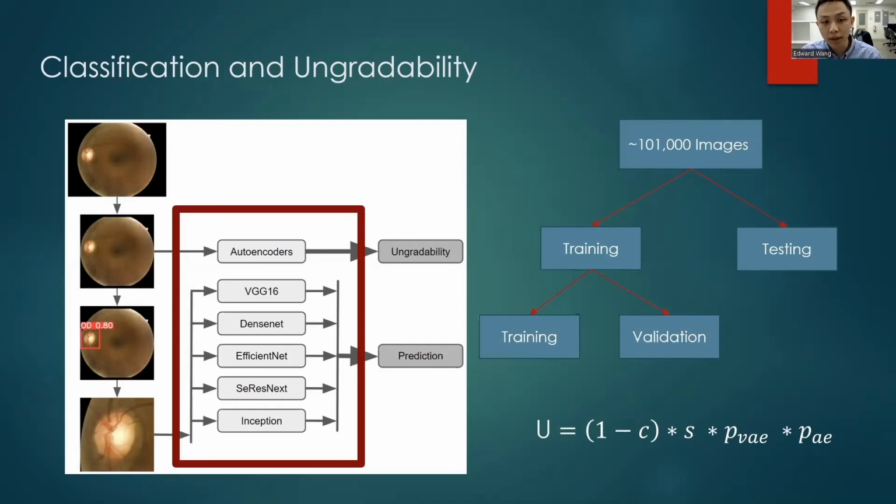For calculating ungradability, we don't actually detect ungradability on the optic disc. We trained our autoencoders, a standard variational autoencoder and a standard non-variational autoencoder, on the full cropped fundoscope image. And for ungradability, it's just the product of those multiplied by the scaling factor of the mean prediction and also the confidence of the YOLO model, whether or not it thought it could detect the optic disc.